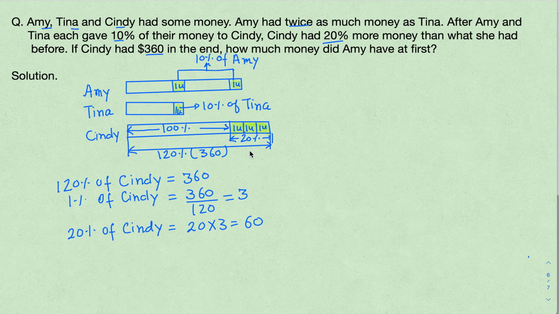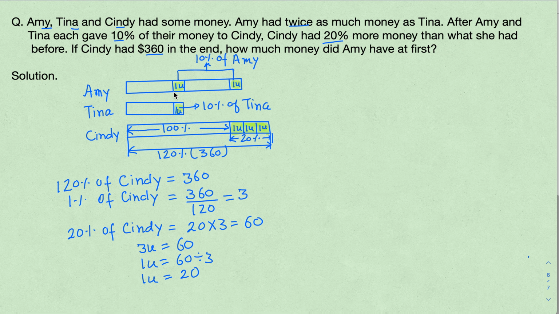Which you can see here that 20% is 3 units, right? 20% is 3 units. So from here we can easily say that 3 units is equal to 60, right? So 1 unit will obviously be 60 divided by 3. That will give us 20, right? Now let's read the last part of the question. It says, how much money did Emmy have at first? So we are interested in how much Emmy was having at first, right?